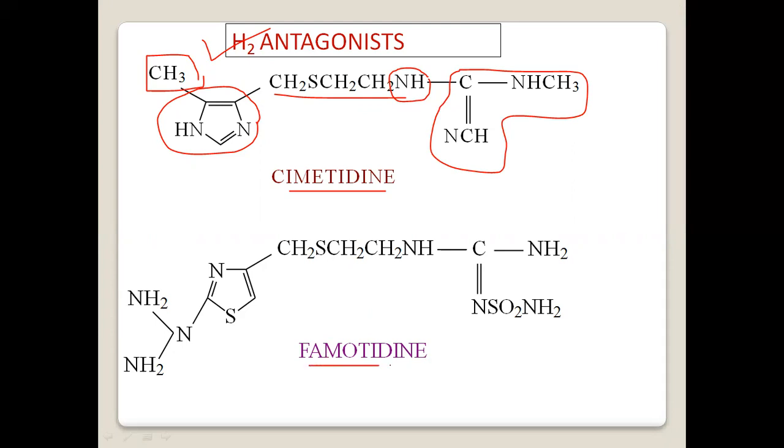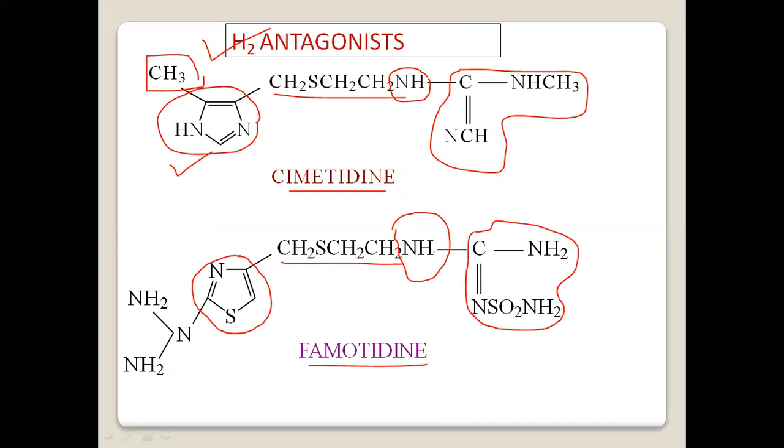Further structural modification leads to the formation of famotidine. Here, the imidazole moiety present in cimetidine is replaced in famotidine by a thiazole moiety. The chain present is a thioether chain, with a terminal amino group in famotidine along with these substitutions. The substitution is different from cimetidine: instead of alkyl groups, a diamino methyl amino substitution is present on the second position of the thiazole. This is the structure of famotidine.